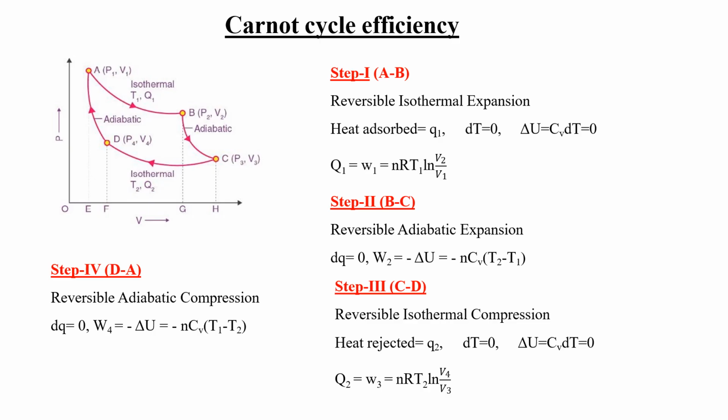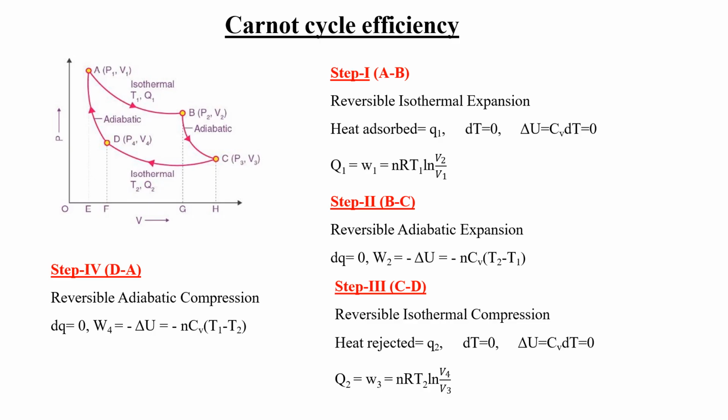Step 3 is the C to D path. It is a reversible isothermal compression, the temperature for this whole path is T2, and the heat rejected is Q2. As it is reversible isothermal, dT is equal to 0. So same as the AB process, delta U, the change in internal energy, will be equal to 0, as delta U is equal to CV dT. From the first law of thermodynamics, Q2 is equal to W3, which is equal to nRT2 ln V4 by V3.